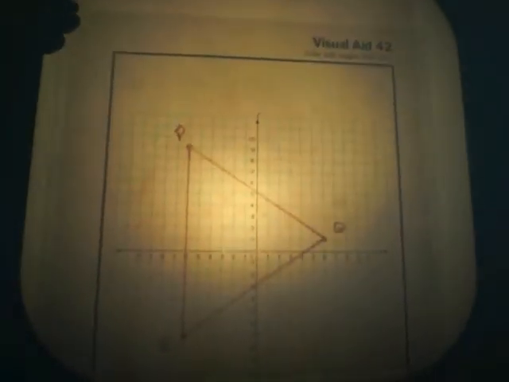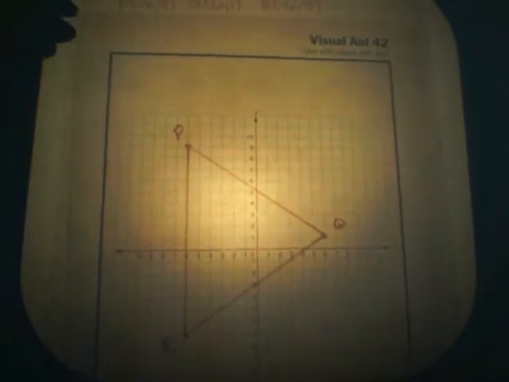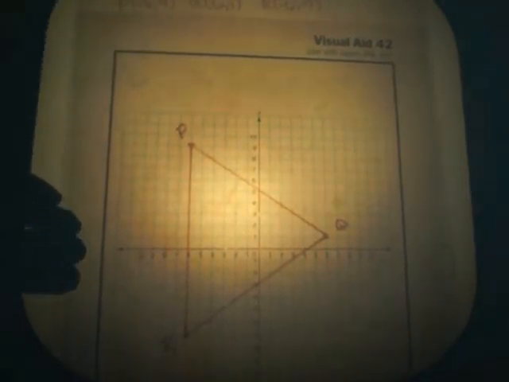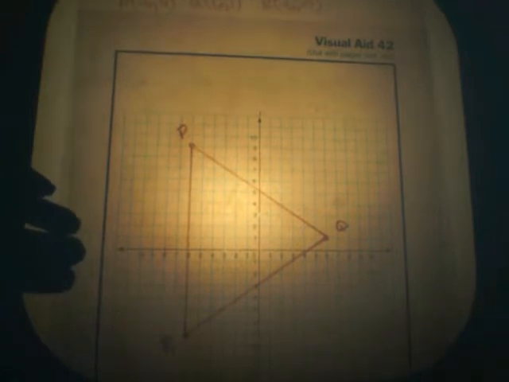So if I graph my triangle, okay, he looks something like this. I have P, Q, and R. And he looks pretty good. We have a nice triangle. I've used a ruler, so all my lines are nice and straight.